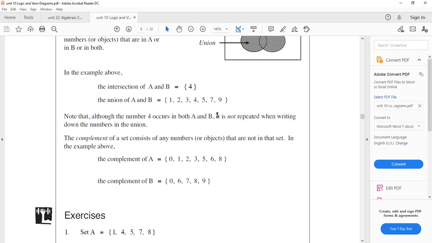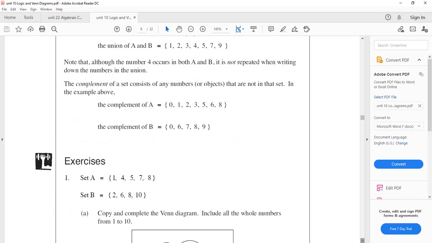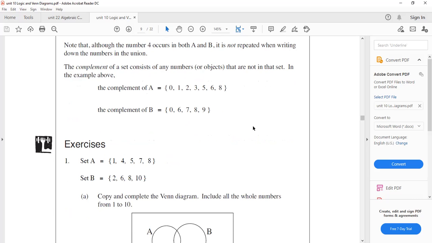And then make a note. I say it is not repeated when writing down the numbers in the union. They also have this concept of complement. You probably remember that. So complement is everything that is not in the set, right?